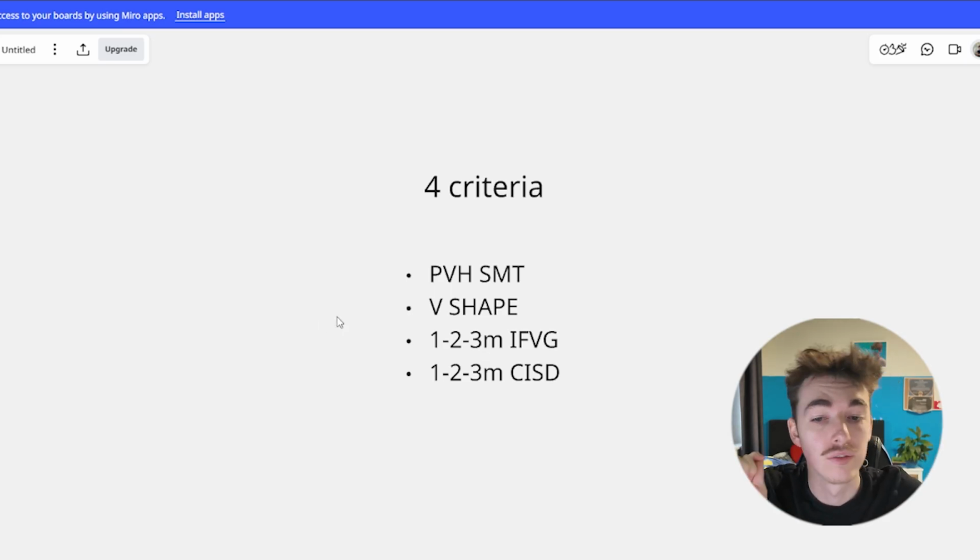Next we need a V-shape. After that I need a 1, 2 or 3 minute inverse fair value gap. And after that I want to see a 1, 2 or 3 minute CISD on the charts. If all of this happens, I enter. Even if there is no inversion, no CISD or no V-shape, but all the rest is there, if one of them isn't there, I will not enter. It's that easy. We have either all 4 or we have nothing.